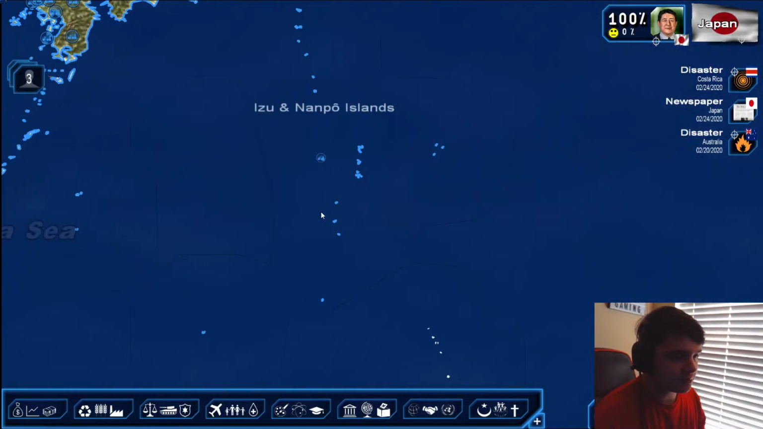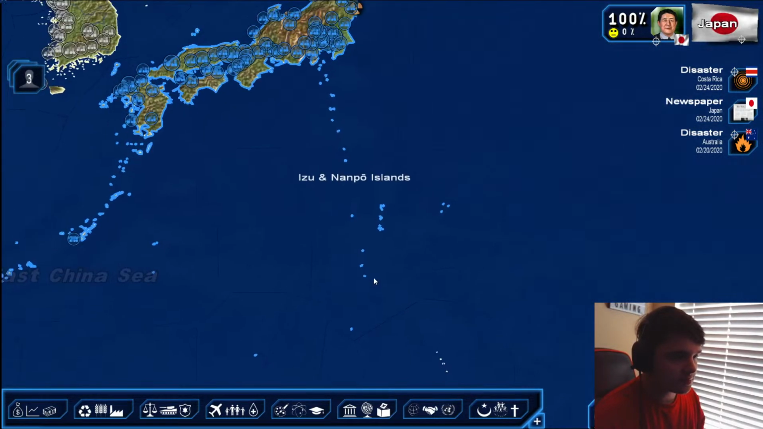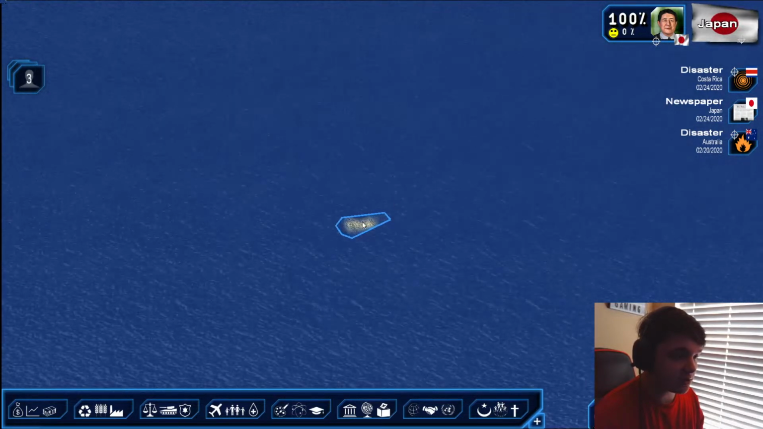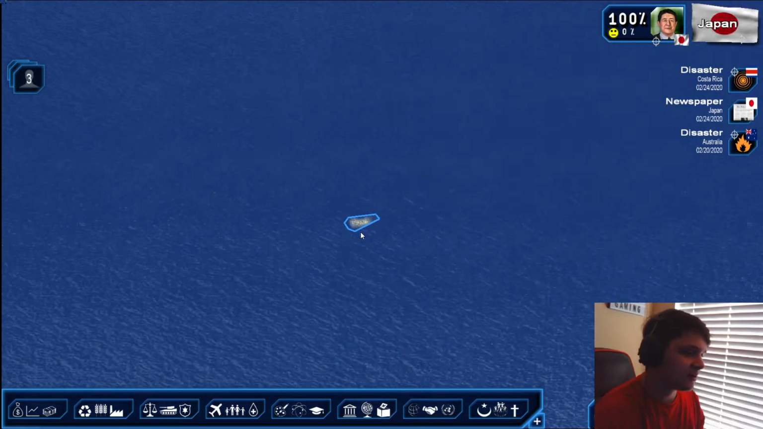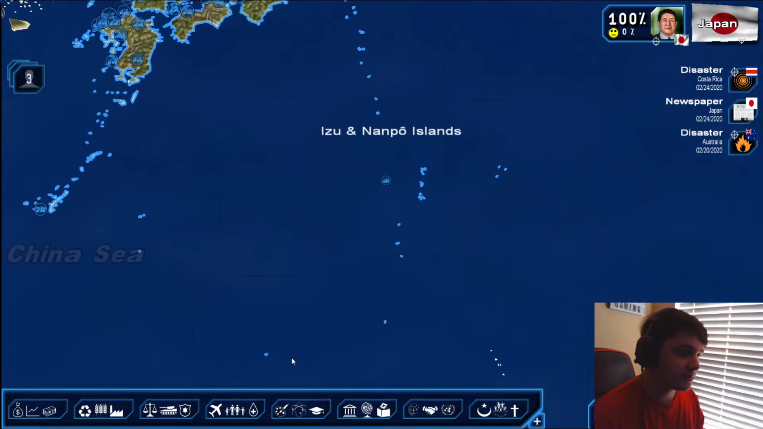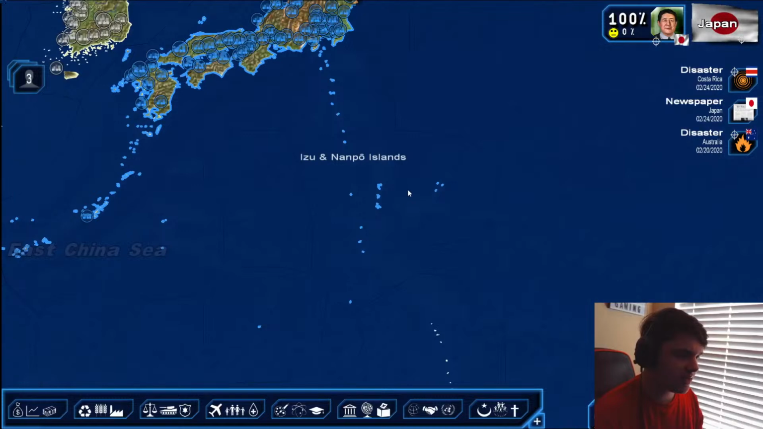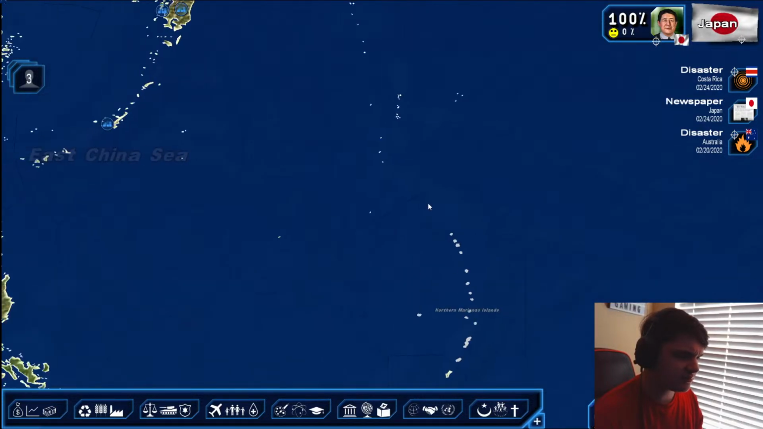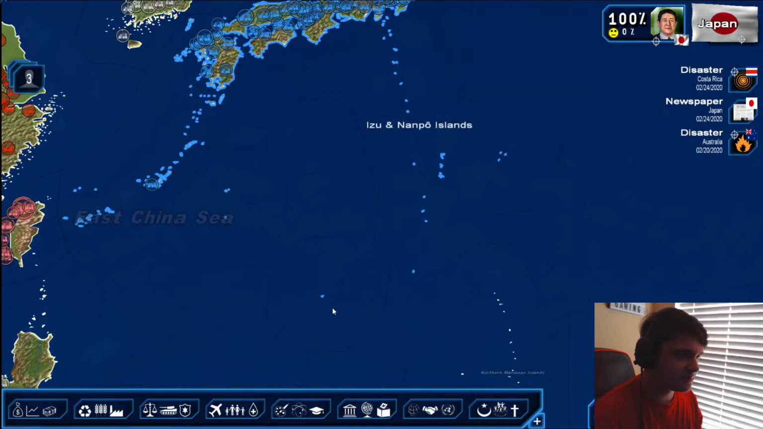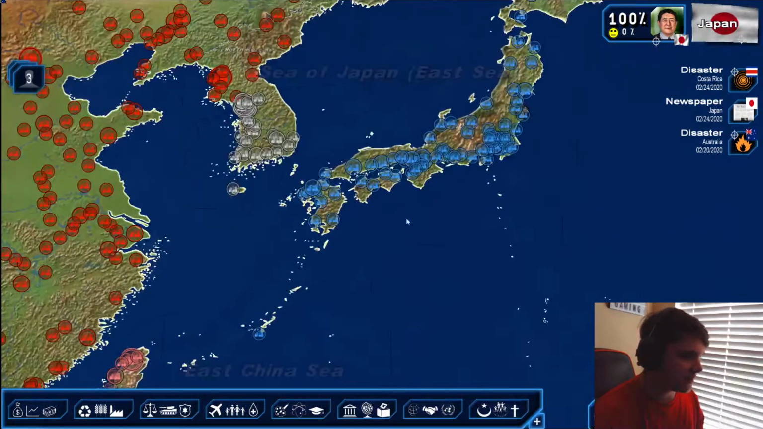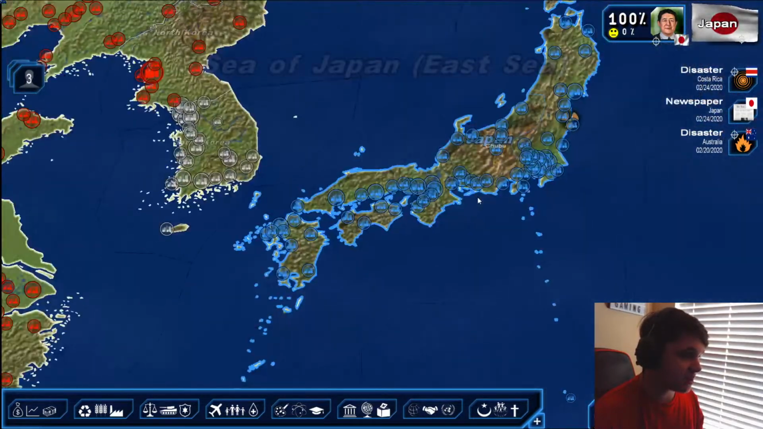Well, let me find Iwo Jima real quick. Is Iwo Jima around right here? Yeah, that's Iwo Jima. Looks like, oh yeah, it looks like a coffin. That's ironic. I think Iwo Jima is somewhere around right here, or I think it's right here. No, it is right here. Okay, so that is Iwo Jima. But yeah, that's one of the biggest reasons why.